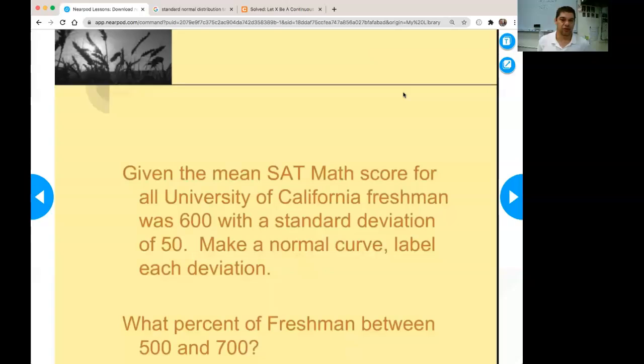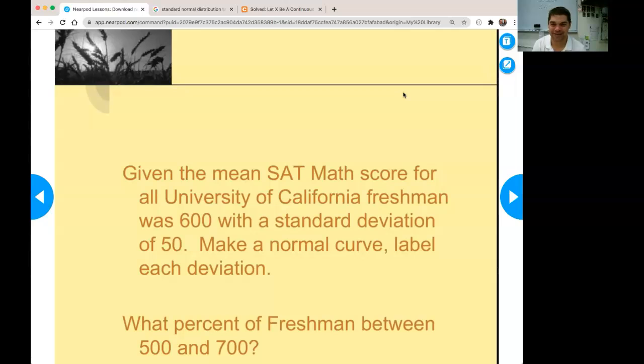Those are SAT scores for the year that I took the SAT, 1994. That's when I took the SAT. That was a while ago. How many years is that? 26 years ago. Oh, geez. I'm old.